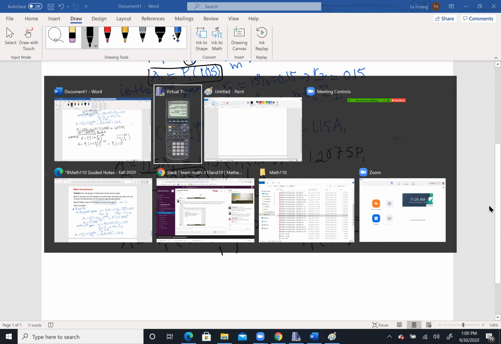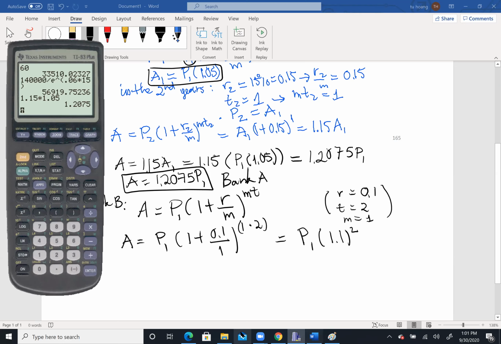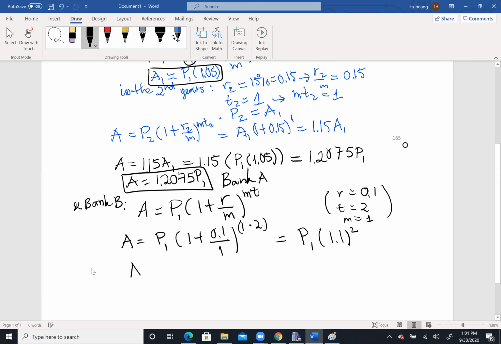Okay, so 1.1 to the power 2, what is that gonna be? Okay, use calculator. 1.1 to the power 2 is gonna be 1.21. So A will be equal to 1.21 P1.